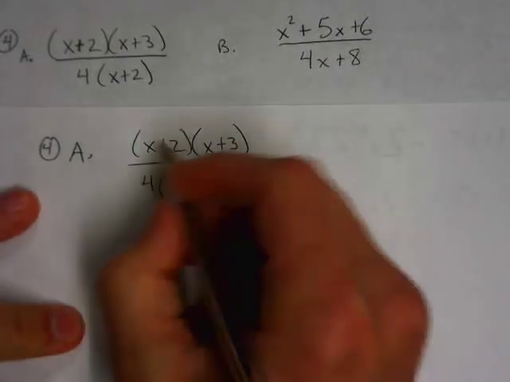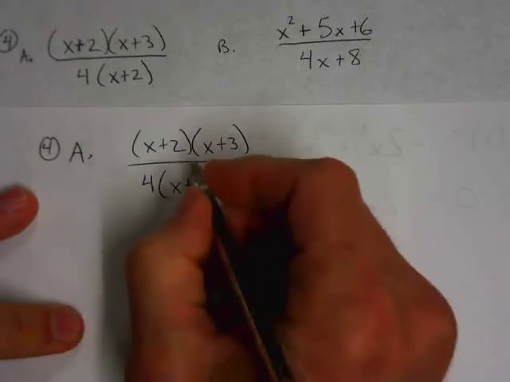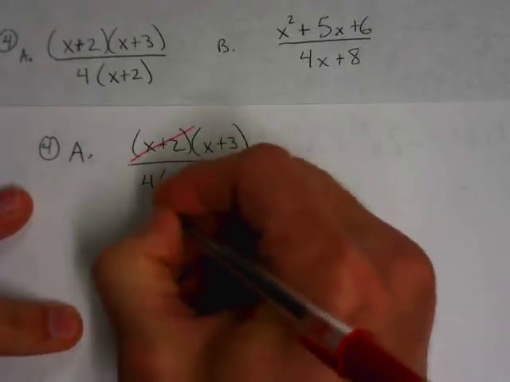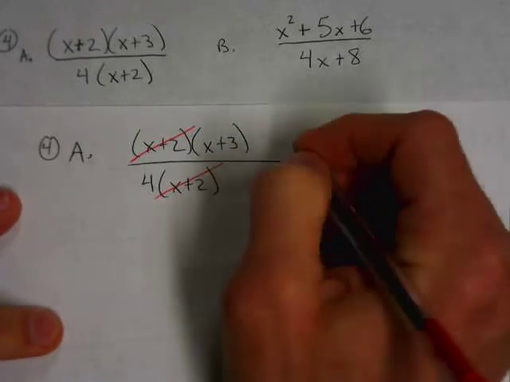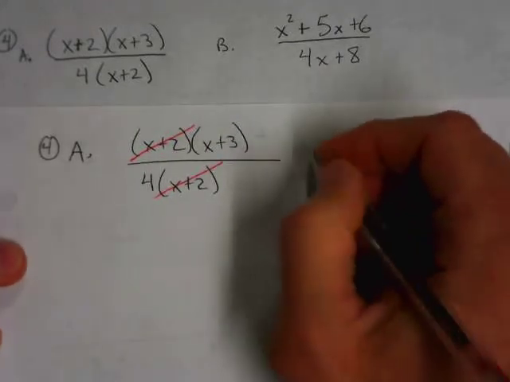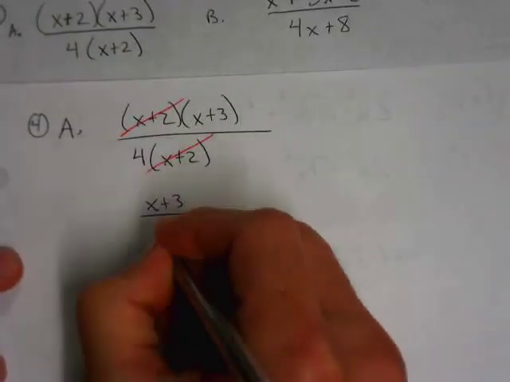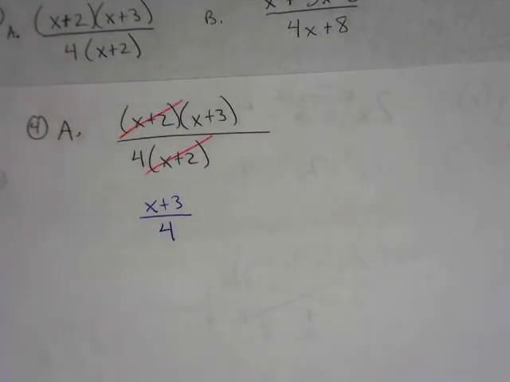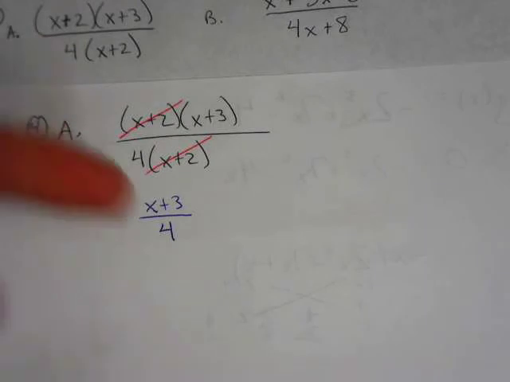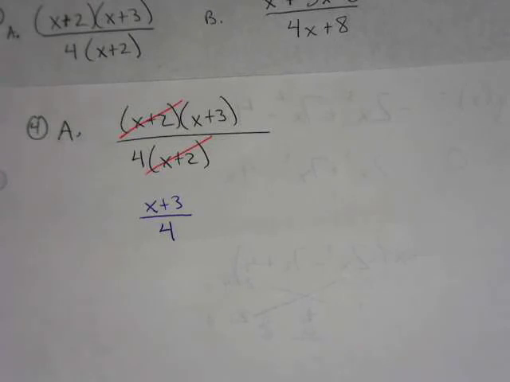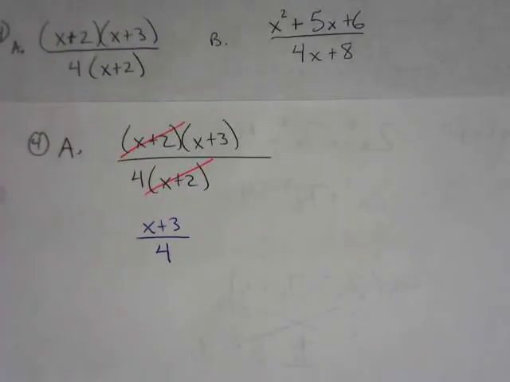This x plus 2 and this x plus 2 create a giant 1, so we can cancel the big 1. We can only cancel in multiplication, and we can cancel the big 1, leaving x plus 3 in the numerator and 4 in the denominator. And that is as much as we can do. We cannot cancel anything else because canceling doesn't work in addition. Canceling only works in multiplication. All right, so that's how canceling can work, building off of that prior knowledge. Hopefully you see that that can apply.